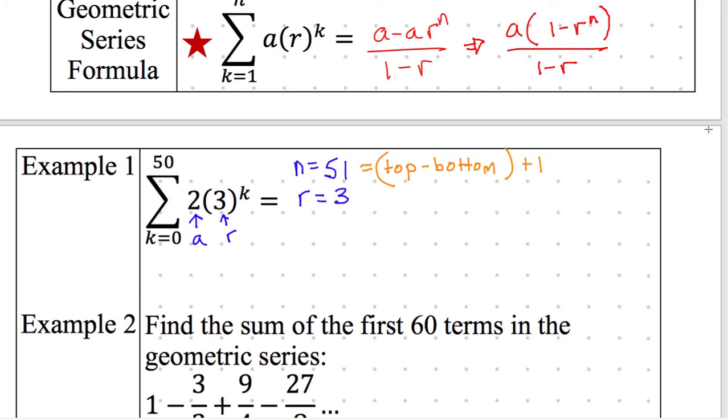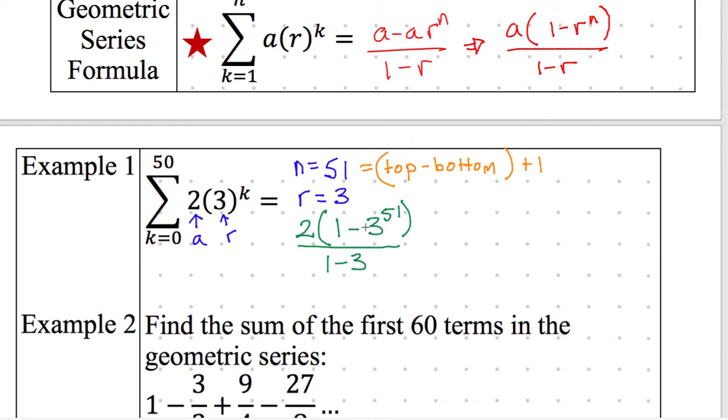All right, then we plug into our formula. I have the formula up there on the board. Tell me what to plug in. So it would be 2 times, let's do the factored form, yeah? 1 minus 3 to the power of 51, over 1 minus 3. There it is.